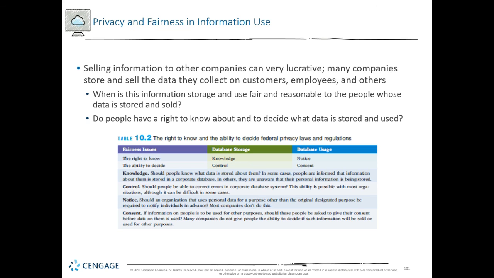Privacy and fairness in information use. Selling information to other companies can be very lucrative. Many companies store and sell the data they collect on customers, employees, and others. When is the information storage and use fair and reasonable to the people whose data is stored and sold? Do people have a right to know about and decide what data is stored and used? Table 10.2, the right to know and your ability to decide: federal privacy law and regulations.